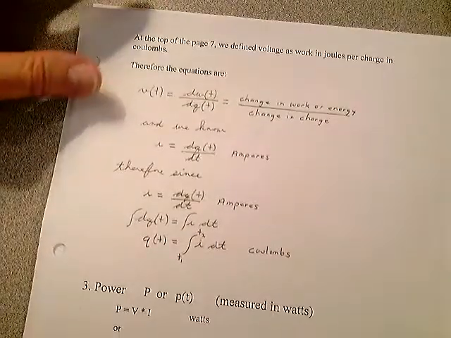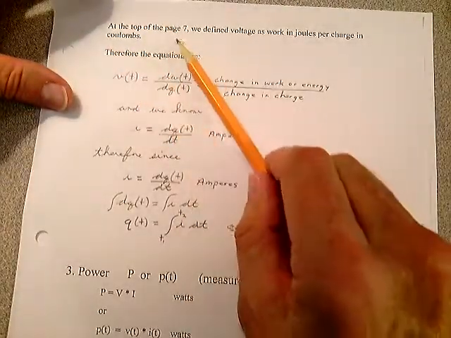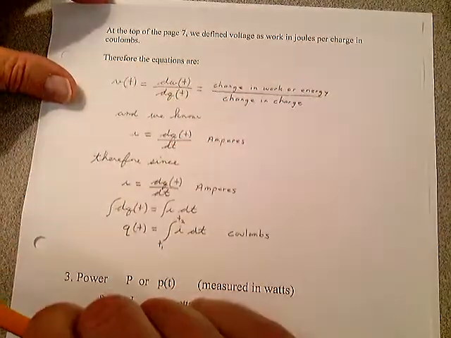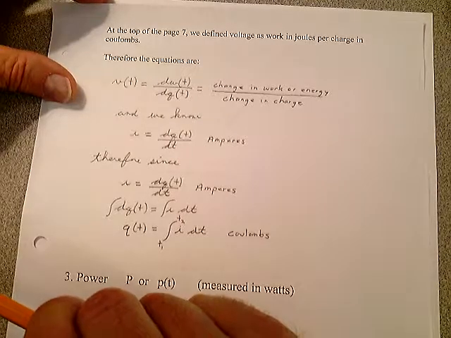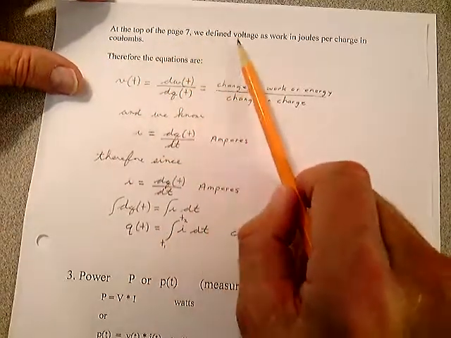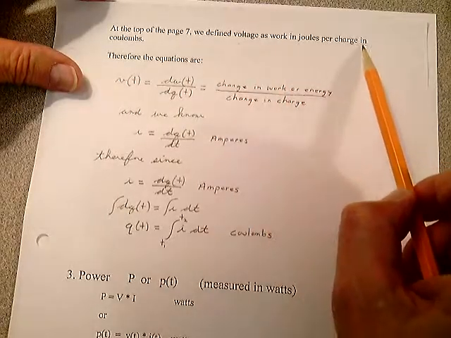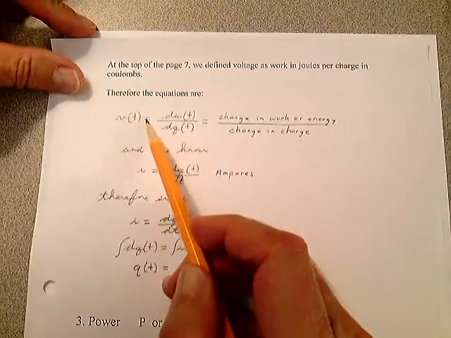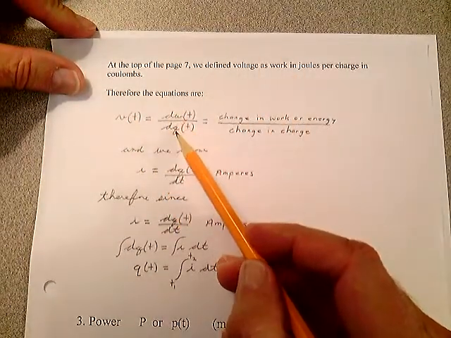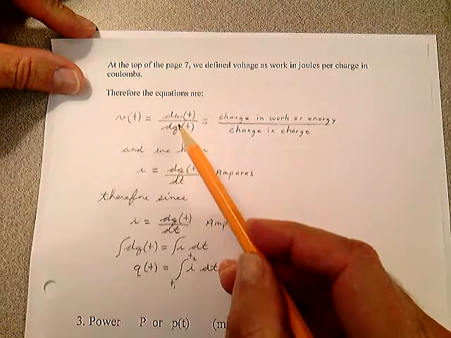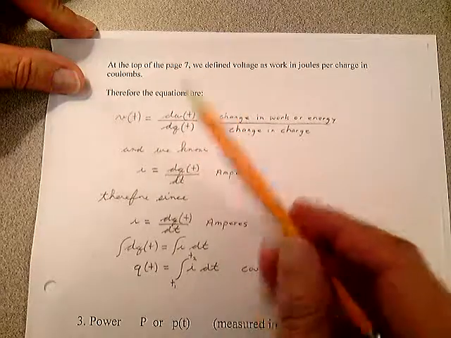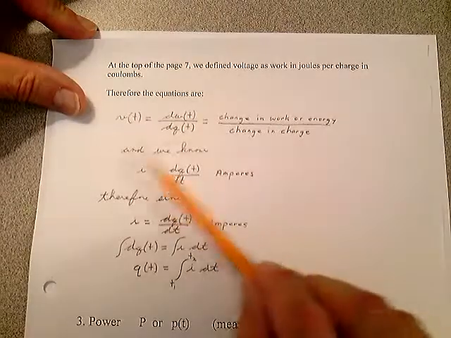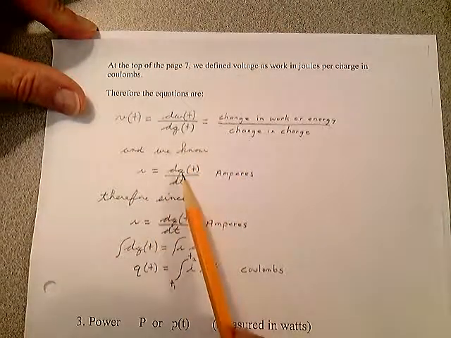At the top of page 7, we define voltage as work in joules per charge in coulombs. Therefore, the equation is voltage, time-varying voltage, is equal to the derivative of work with respect to charge. Look at the top of page 7, and you'll see how we take the words and put them in terms of an equation. That's the change in work or energy divided by the change in charge. And we know that the current is equal to dq dt.